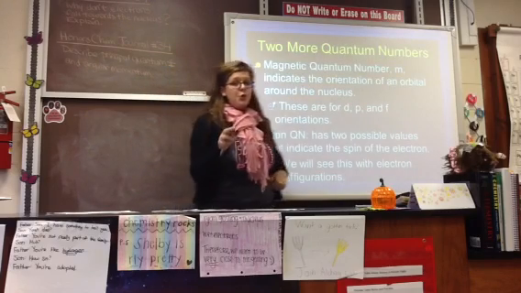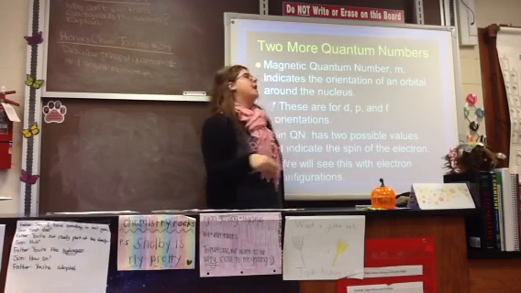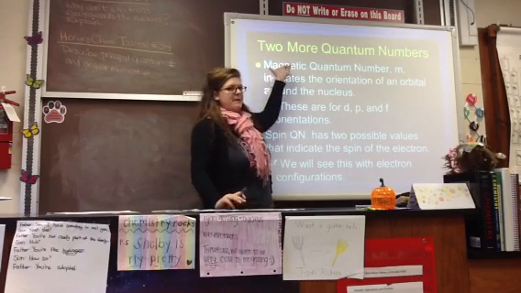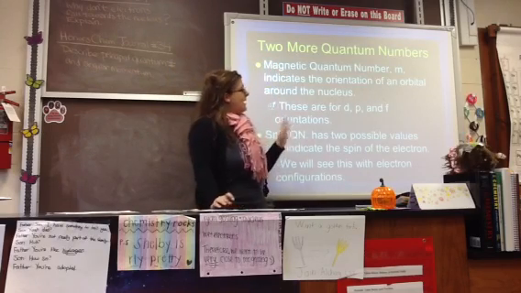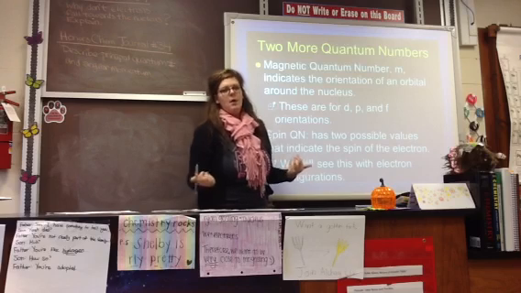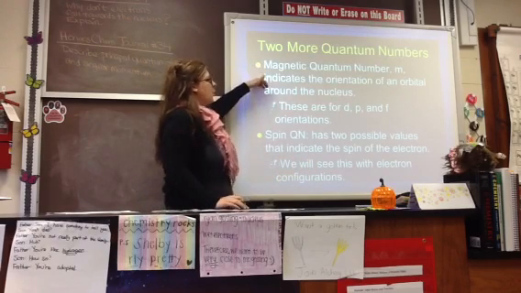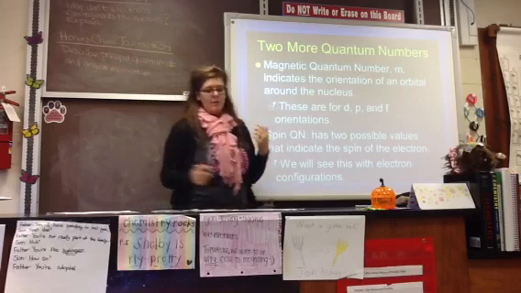The other two quantum numbers that Schrödinger worked on, one was called the magnetic quantum number. We designate that by the symbol M. I don't care so much that you know about that. The only thing I care about is that you can just say it indicates the orientation of the orbital.